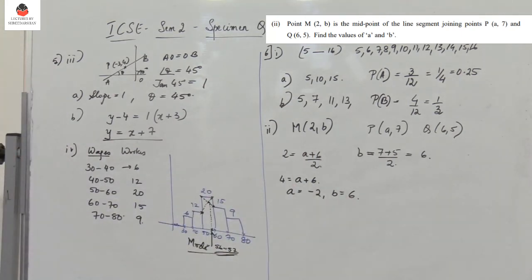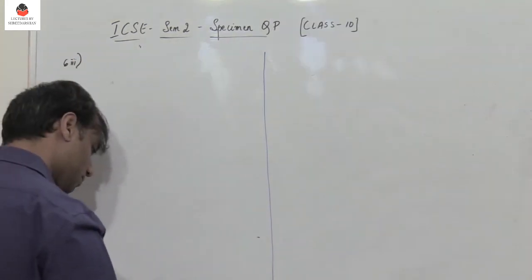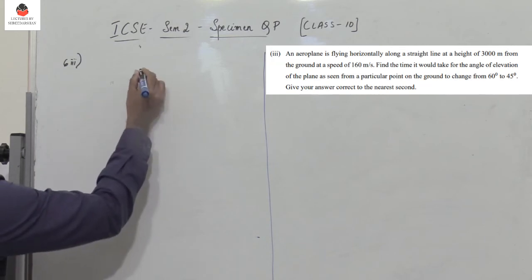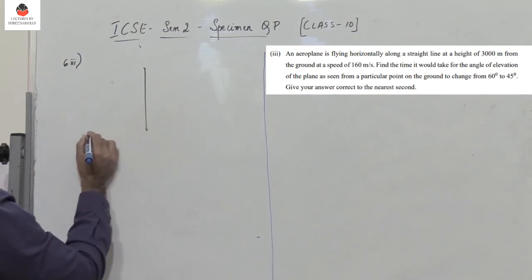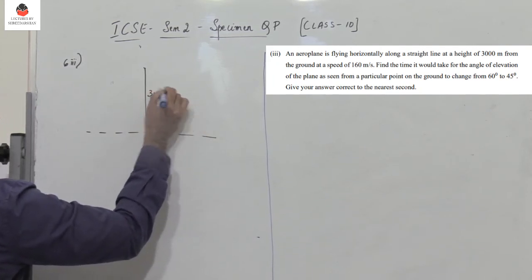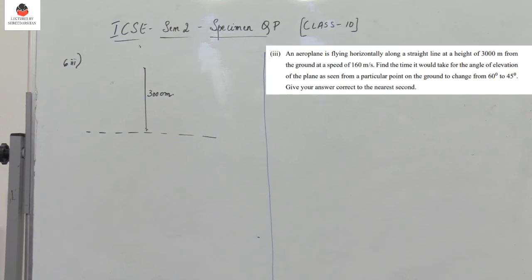Very simple problem. An aeroplane is flying horizontally along a straight line at a height 3000 meters from the ground. So at a height 3000. So this is ground. So this is 3000 meters. From the ground at a speed of 160 meters per second. Find the time it would take for the angle of elevation of the plane to be seen from a particular point on the ground to change from 60 to 45 degrees, right?